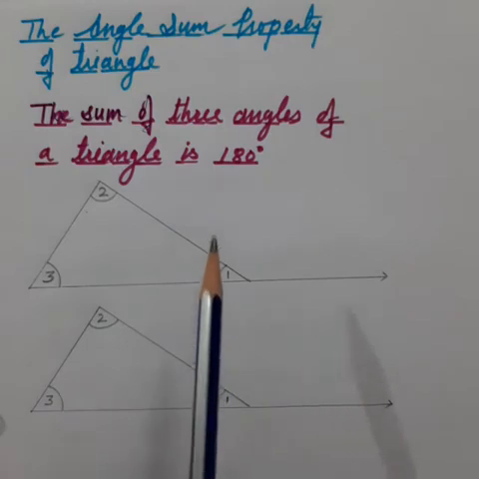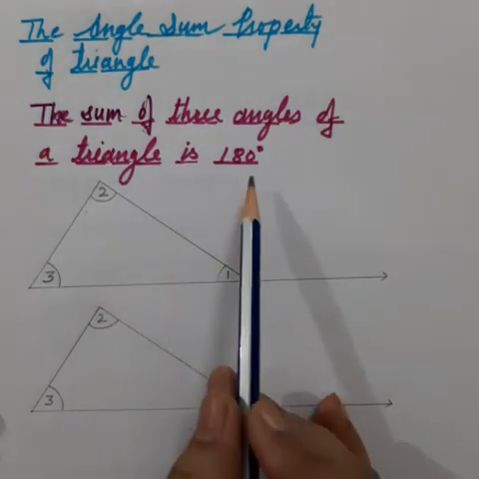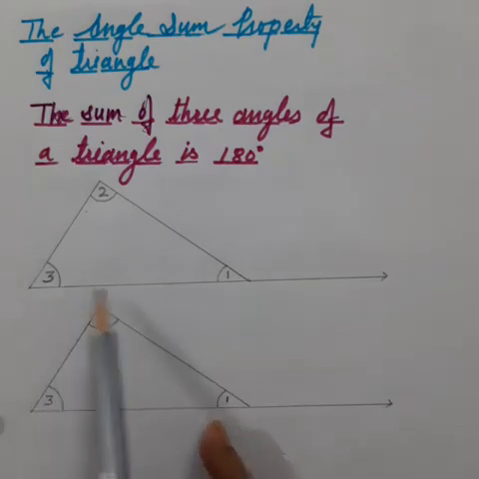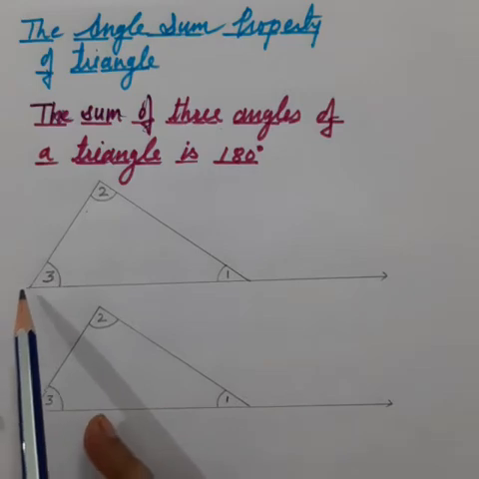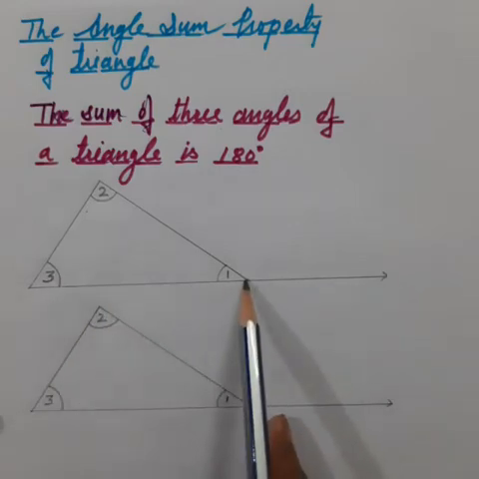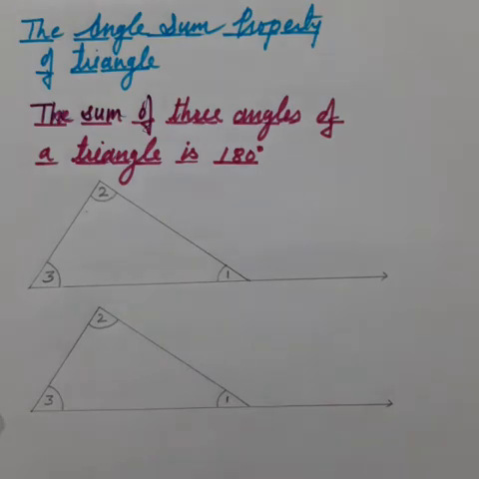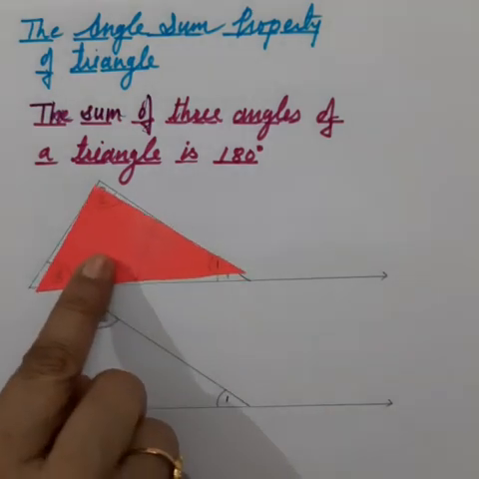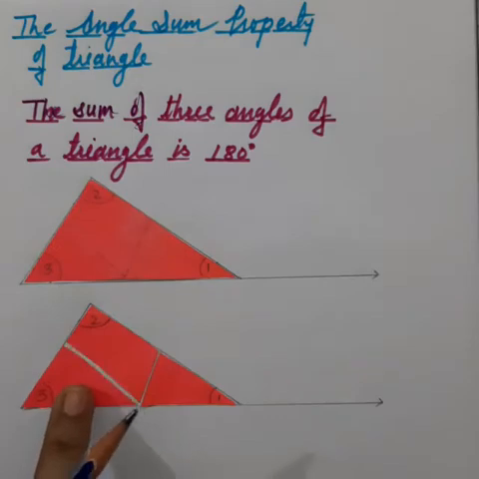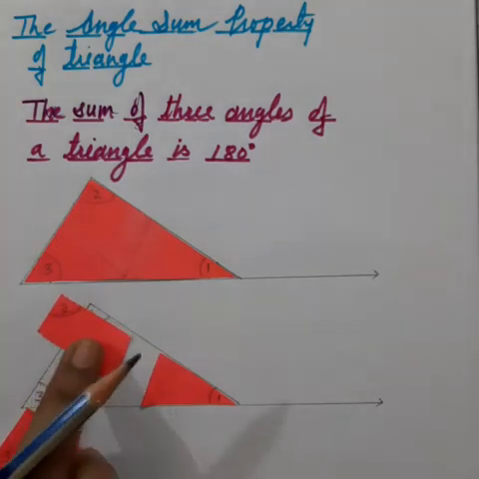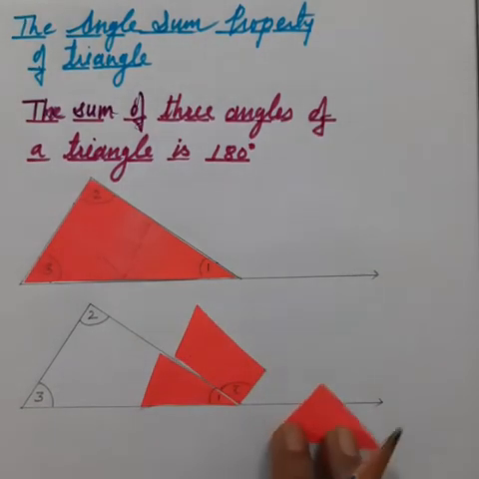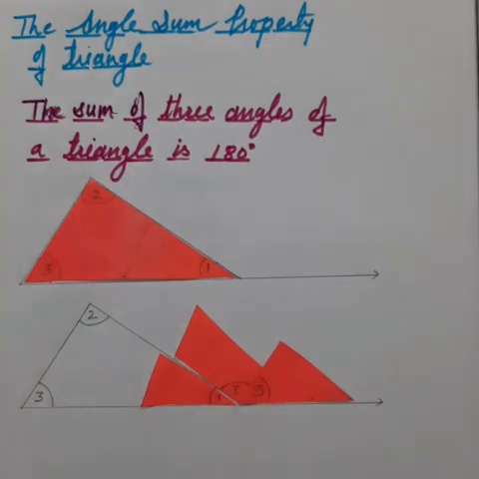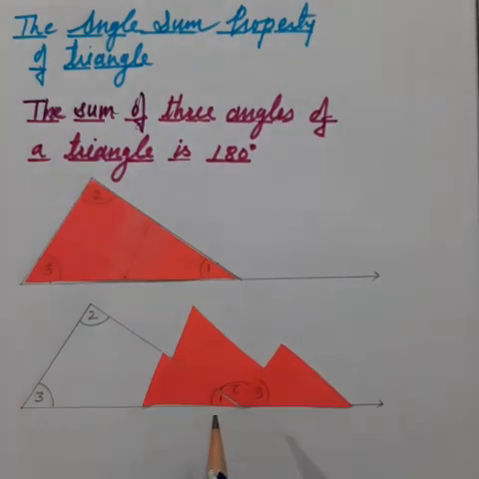Let us prove that the sum of the three angles of a triangle is 180 degrees. So draw a triangle and name its angles as angle 1, angle 2 and angle 3. Extend this side to get a straight angle at this vertex and get a cutout of this triangle. Now separate the angles and arrange them at this vertex adjacent to each other. We see that at this vertex, these three angles together form a straight angle.